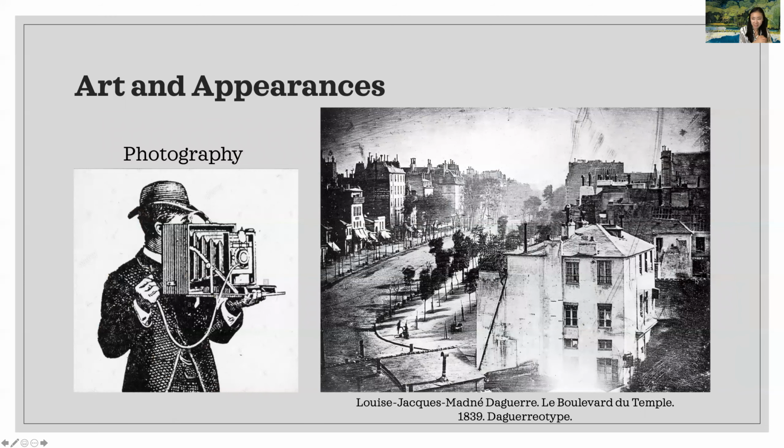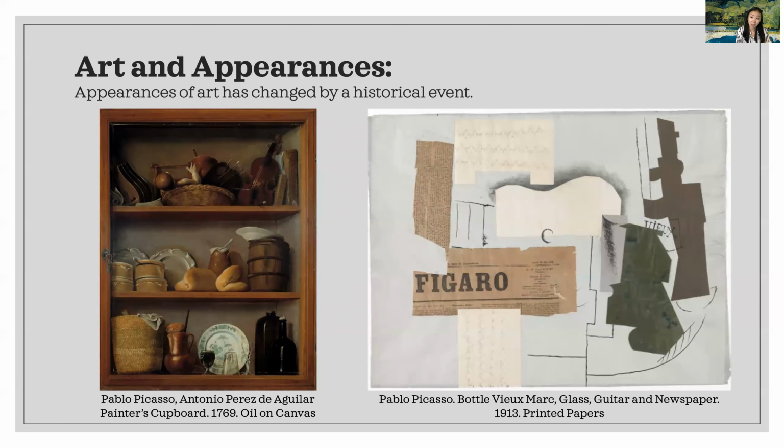So photography was invented at the time. For some artists, photography meant the end of painting. Manual skills were no longer needed to create a visual record because photography can do it. So sometimes the appearance of art is changed by a historical event, just like this.